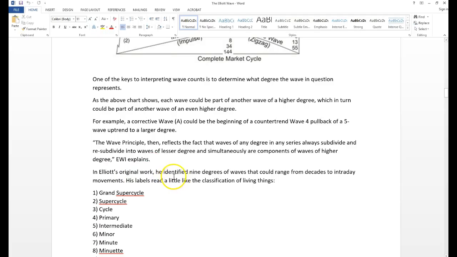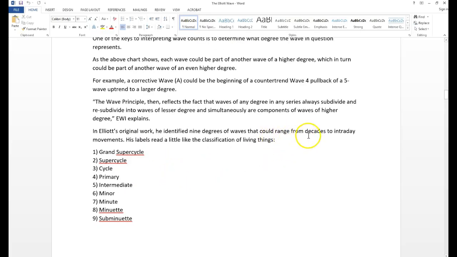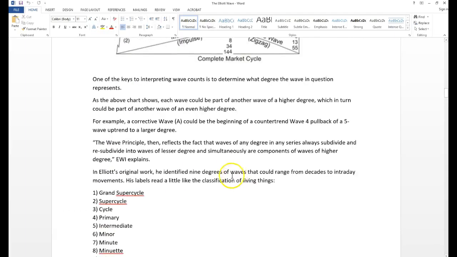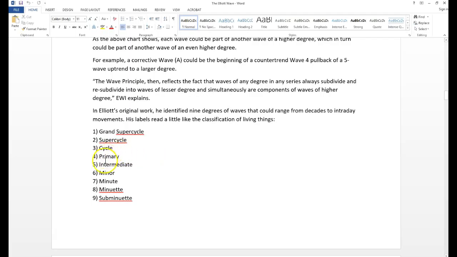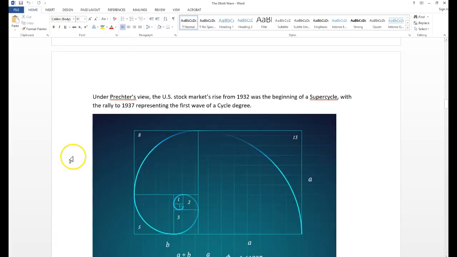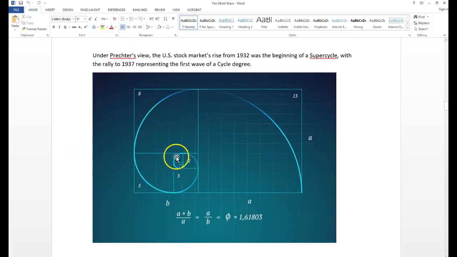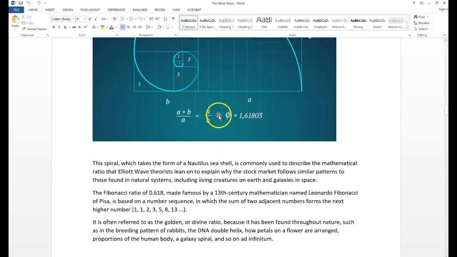In Elliott's original work, he identified 9 degrees of waves that could range from decades to intraday movements. And here's basically all his cycles. You've got the grand supercycle, cycle, primary, intermediate, minor, minuette, and subminuette. What we typically look at would just be the primary, the intermediate, and the cycle. 3, 4, and 5. This tells you the supercycle right here. This is part of a Fibonacci. I'm not going to go too in depth into this tonight.